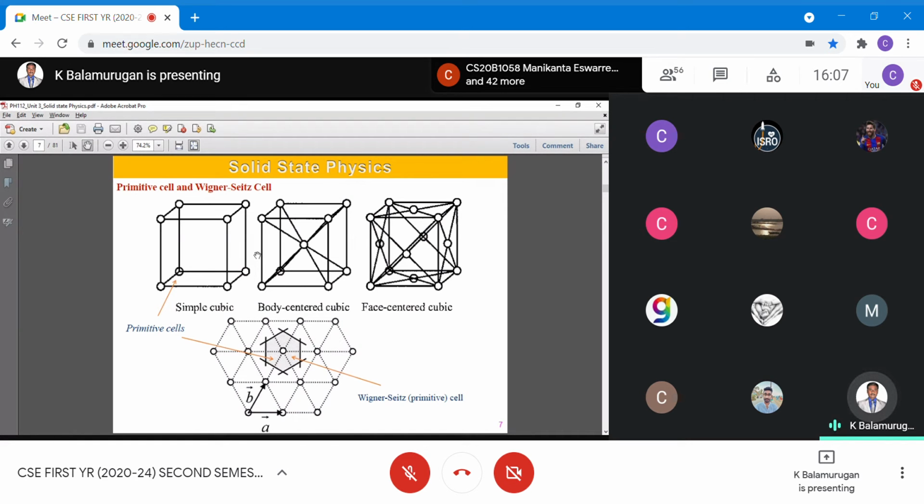So next one is primitive cell. Primitive cell means unit cell. First of all, unit cell is something that is repeating. We saw in the previous slide cubic, tetragonal, those are different unit cells, crystal structures. A unit cell is a unit which repeats to build the entire structure.